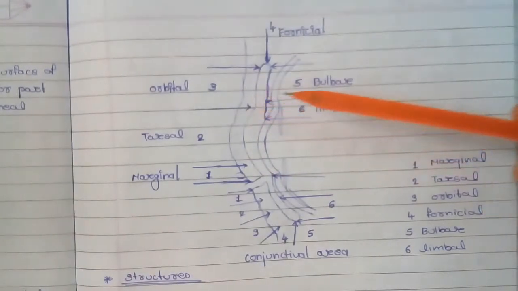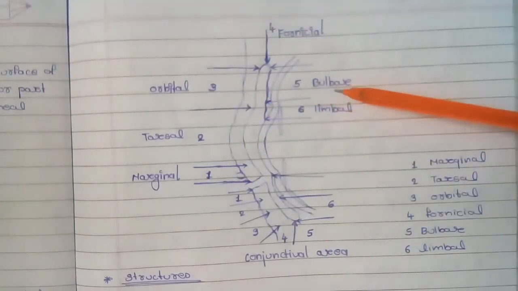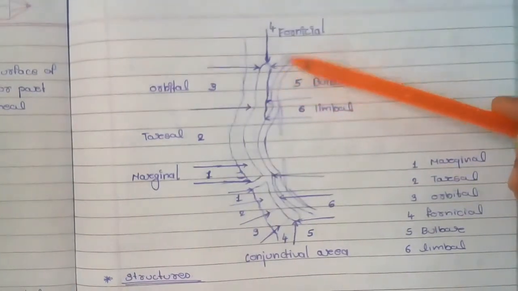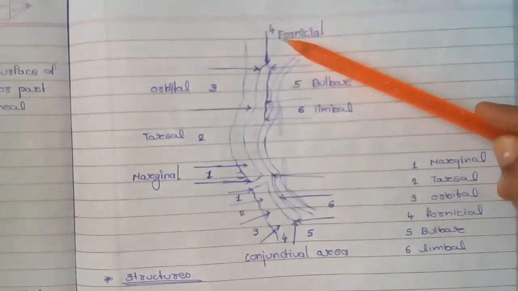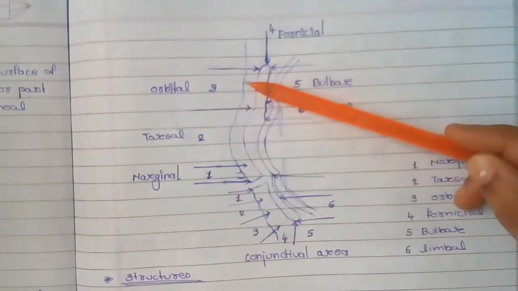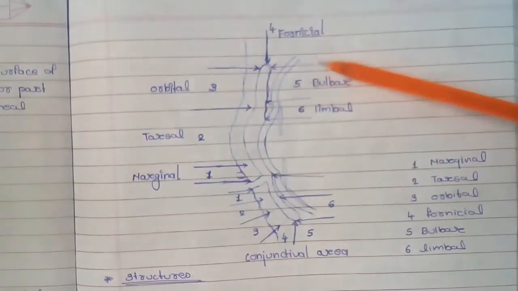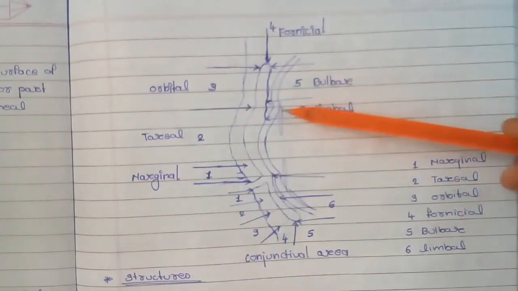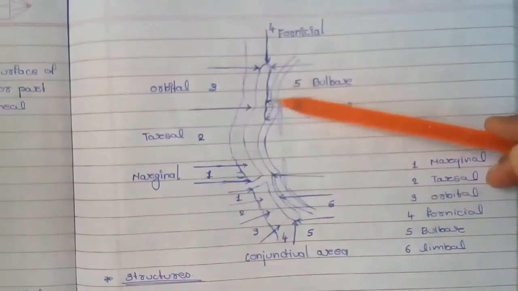And the second was the bulbar part. It covers the anterior surface of the sclera. And the third one is the fornix. It is a curly sac at the junction of palpebral and bulbar conjunctiva. Now the fourth is limbal, where the corneal margin ends.